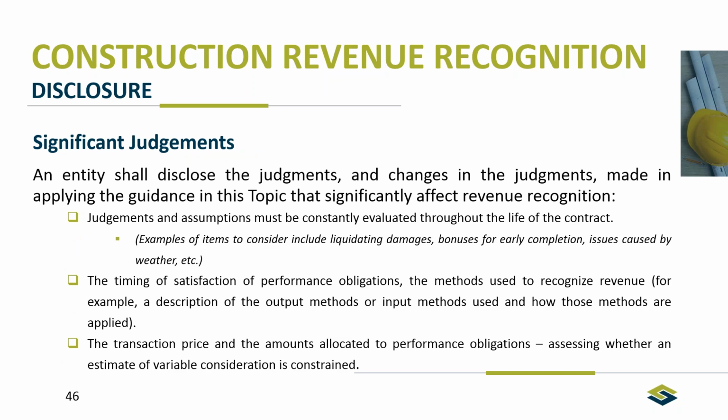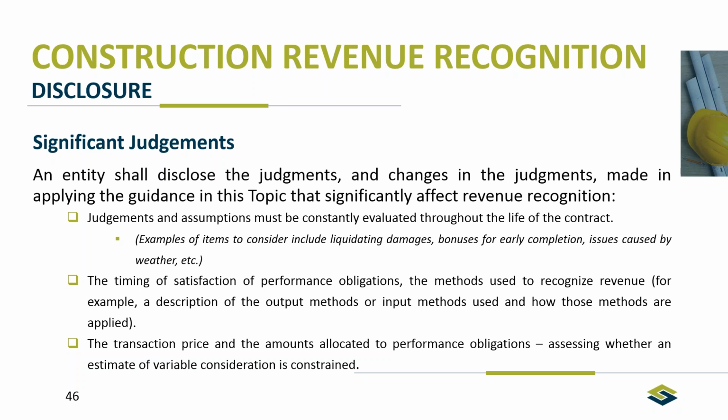Significant judgments. Sean mentioned this earlier, but companies are going to have to disclose the judgments that are going into determining the contract amounts and in applying these new standards. And basically, judgments and assumptions are going to have to be constantly evaluated throughout the contract. So if there are material changes in the contract amount based on significant events that happen on the job, liquidating damages, bonuses for early completion, those things are now going to have to be explained in the financial statements.